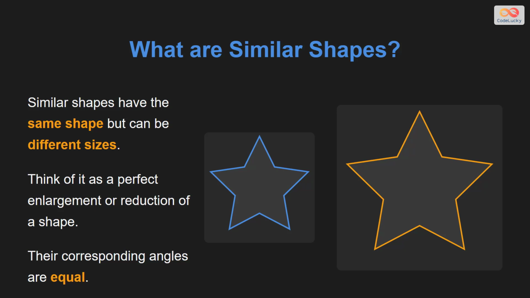First, let's talk about similar shapes. In geometry, shapes are called similar if they have the same shape but are of different sizes. Imagine you have a photograph and you either enlarge it or shrink it on a computer. The new photograph is similar to the original. A key property of similar shapes is that their corresponding angles are equal.